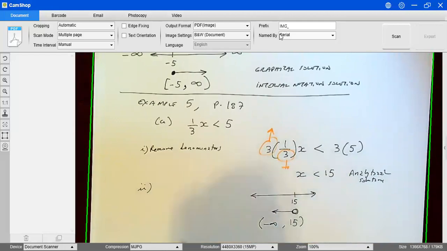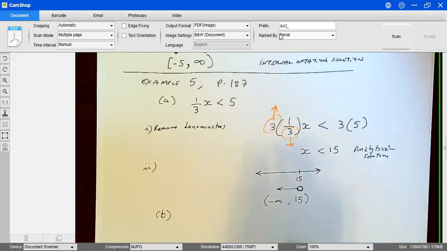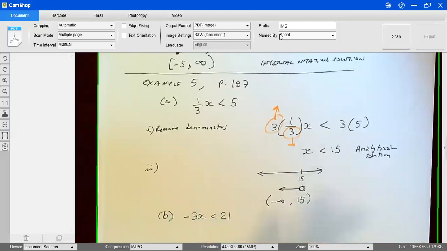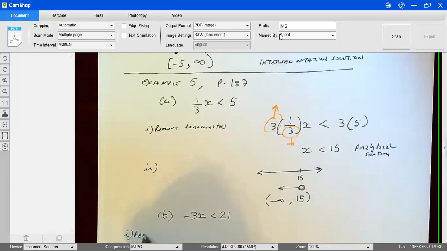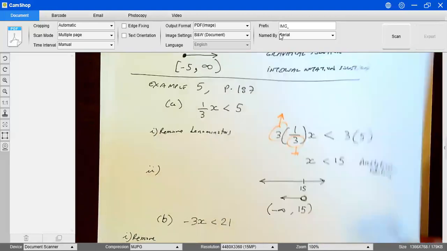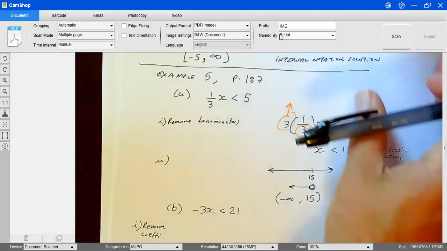So part B is just negative 3x less than 21. So first we remove coefficients to isolate the variable. We remove coefficients.